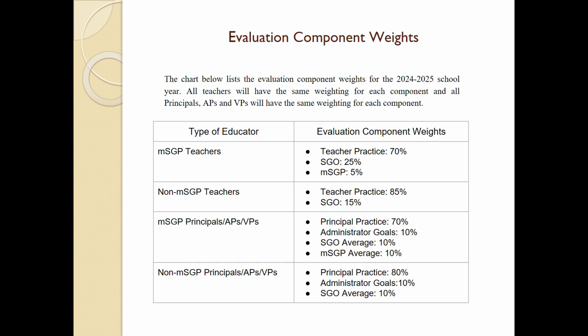For MSGP principals, assistant principals, and vice principals, the principal practice is 70% for their summative. Administrator goals are 10%. Student growth objective average is 10%, and the MSGP average would be 10%. And lastly, for non-MSGP principals, APs, and VPs, their summative score is composed of the following: principal practice 80%, administrator goals 10%, and SGO average is 10%.